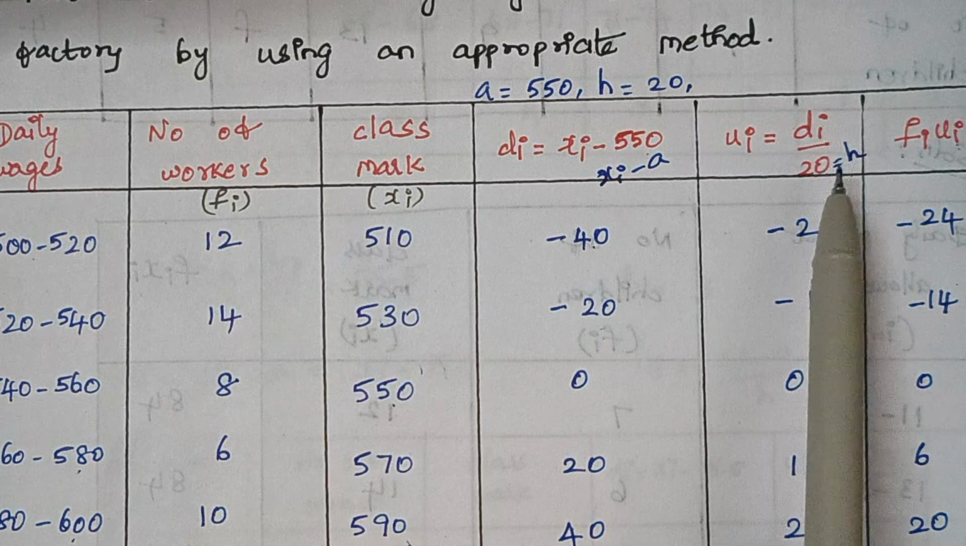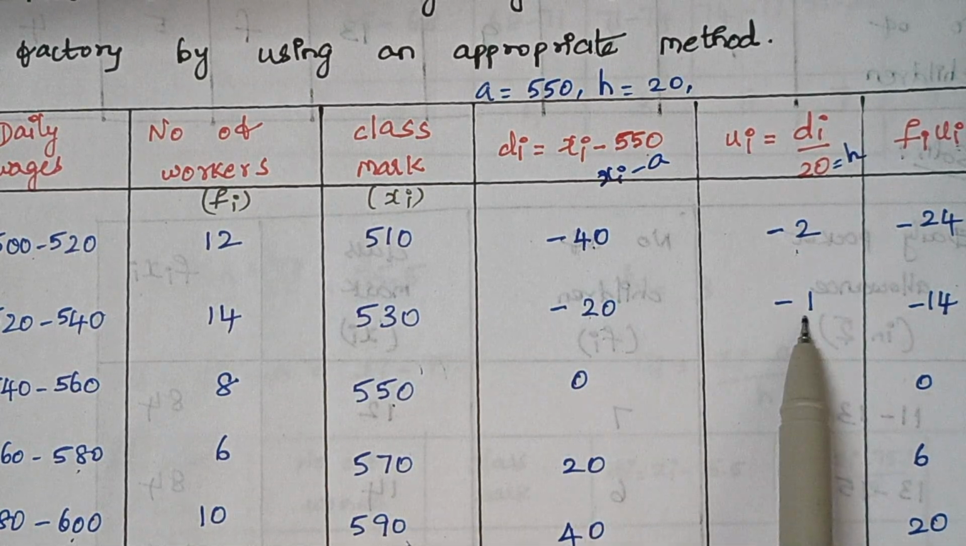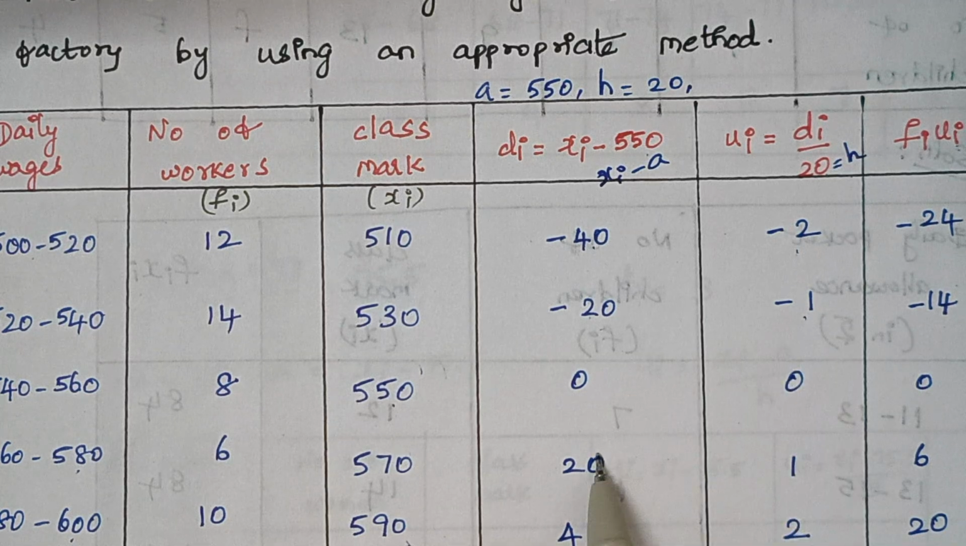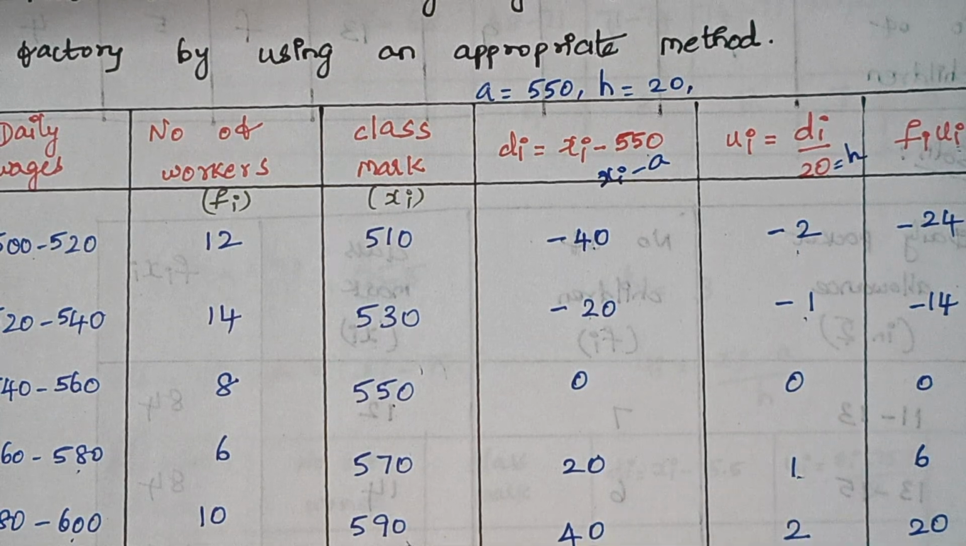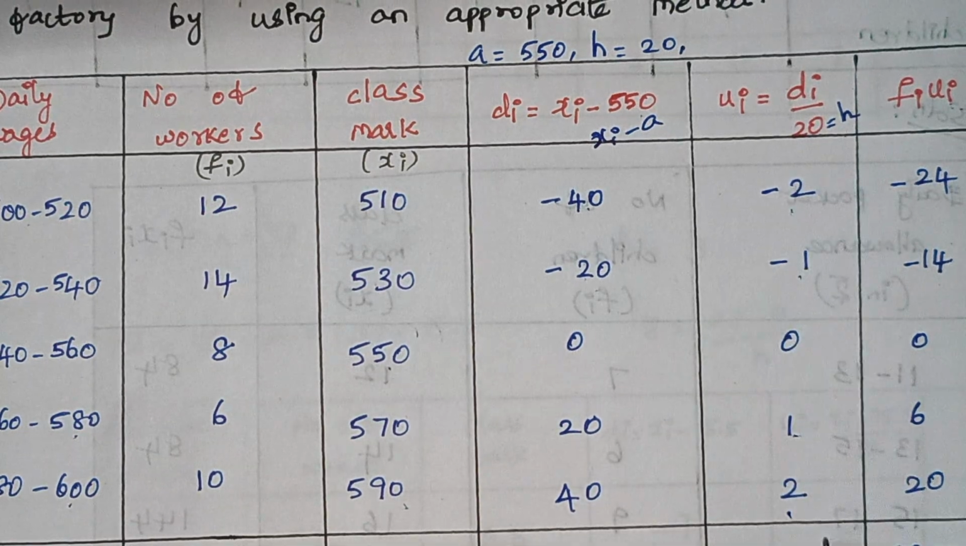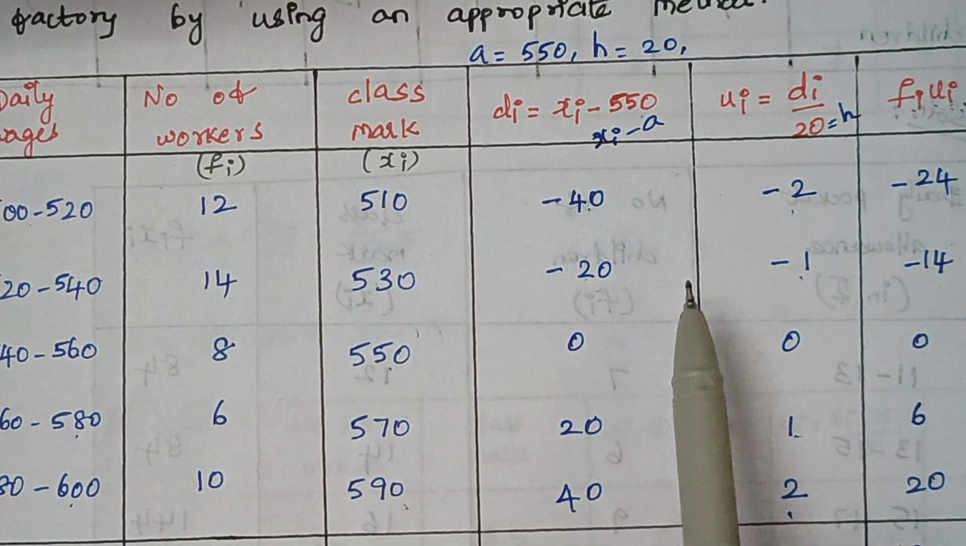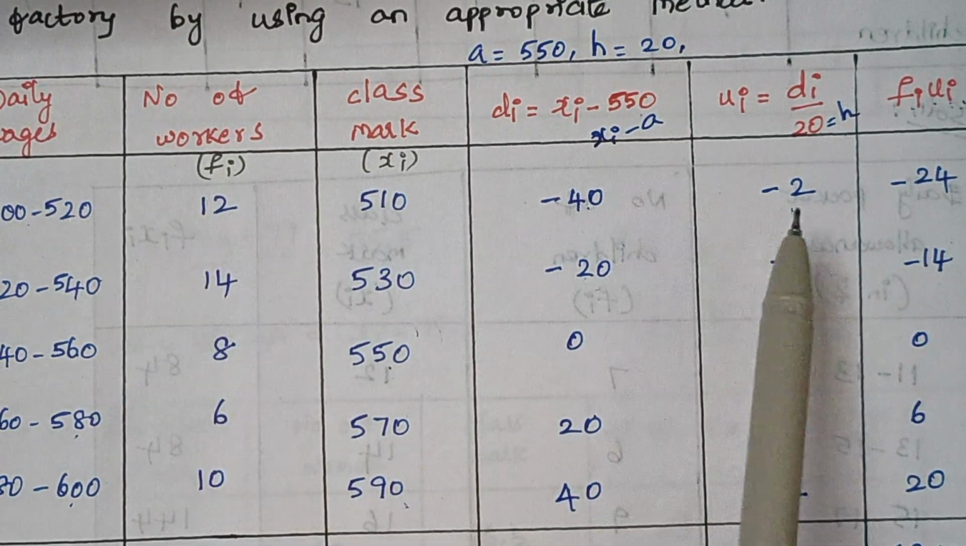So minus 40 by 20 gives you minus 2. Minus 20 by 20 gives you minus 1. And again 20 by 20 gives you 1 and 40 by 20 gives you 2. So this is the value of ui. The next thing is fi ui. So here this is your fi and this is your ui.